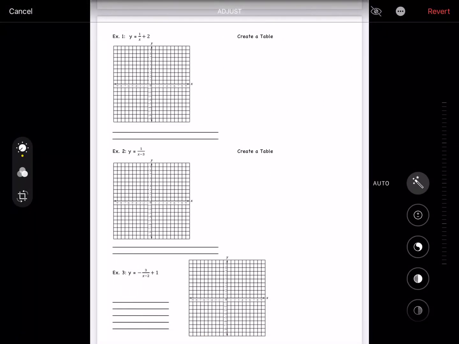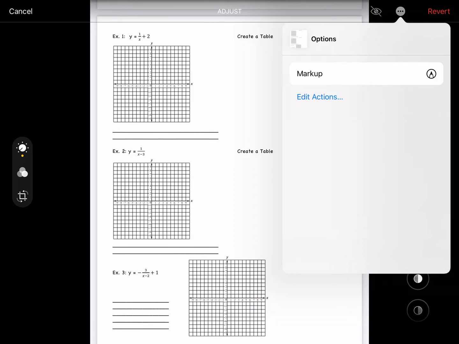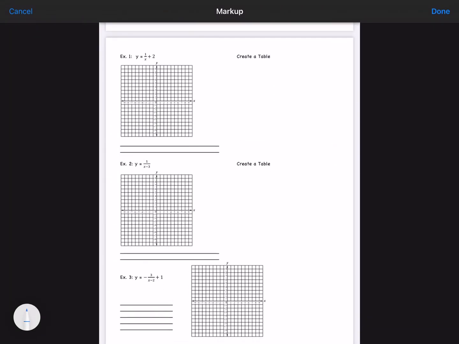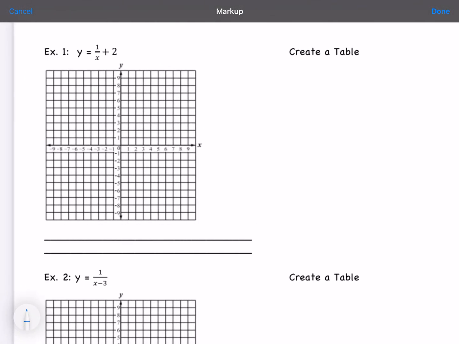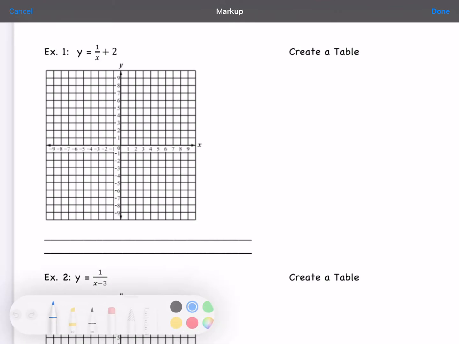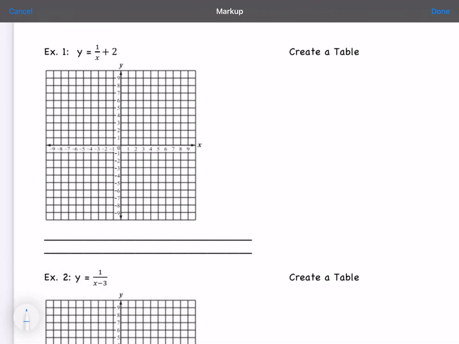So we have a couple examples here that we will work through. All right, so we have y equals 1 over x plus 2. So first, what would be our transformation? Kenzie, what would be our transformation for y equals 1 over x plus 2? Up 2. So we just say shifts up 2.